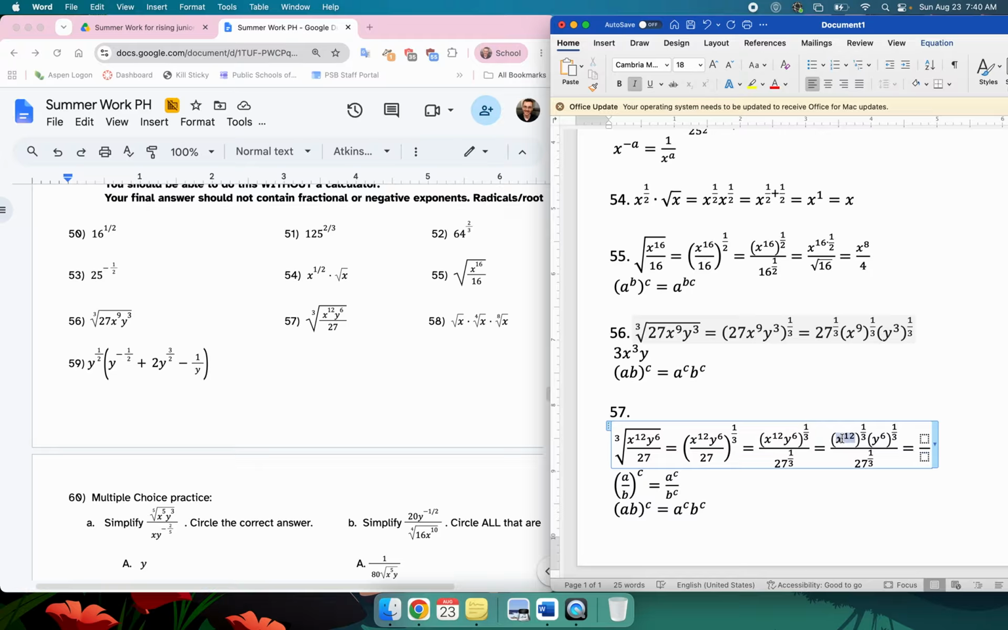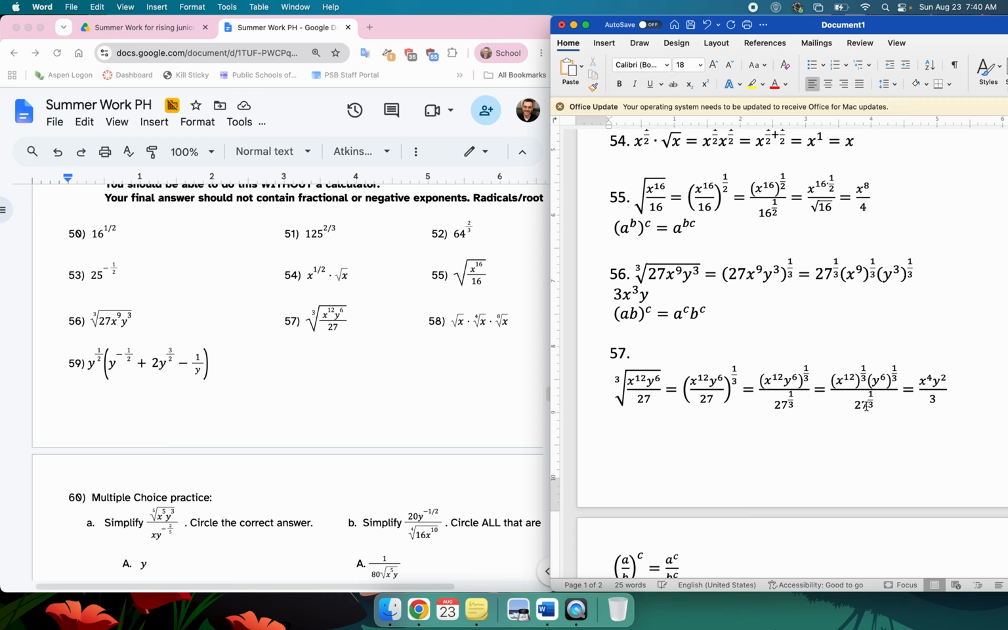So here I have a power of a power, x to the 12th to the 1/3. In that circumstance, just like I have here, you're going to multiply those exponents. So 12 times 1/3 is 4. And then likewise here, 6 times 1/3 is 2, so we get y squared. In the bottom, 27 to the 1/3, well, taking something and raising it to the 1/3 power just means taking the cube root of it, and the cube root of 27 is 3. So there we have it.